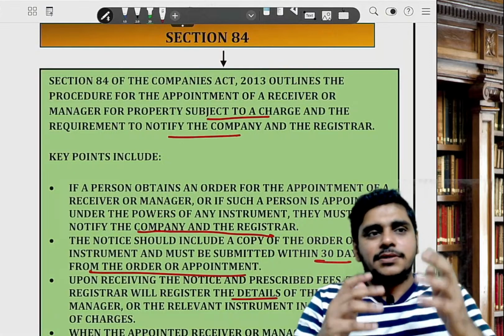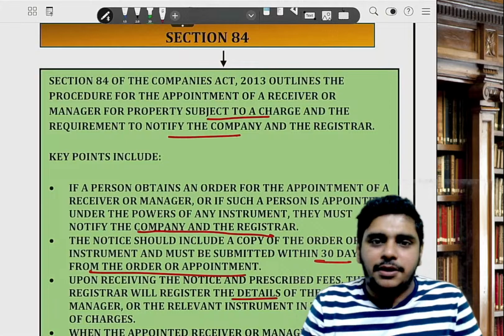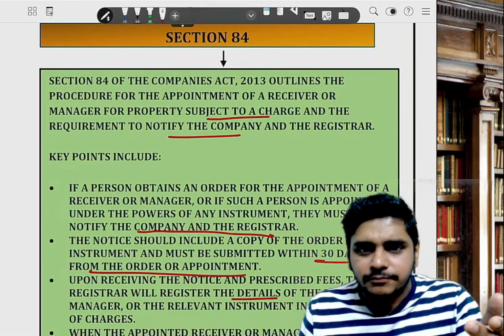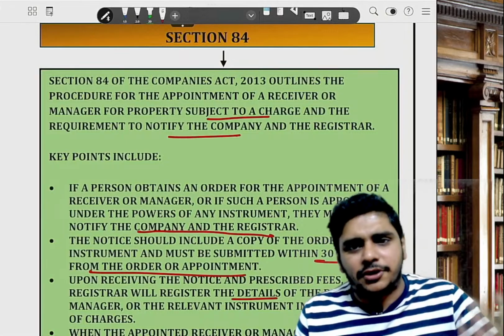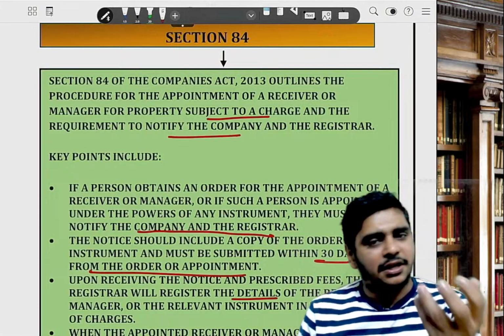What will he do? See, sir, the bank has given money. The bank needs money. So he will put the property on rent. He will try to sell it. He will put it on rent, put it for exhibition, something else, but he will recover the money.